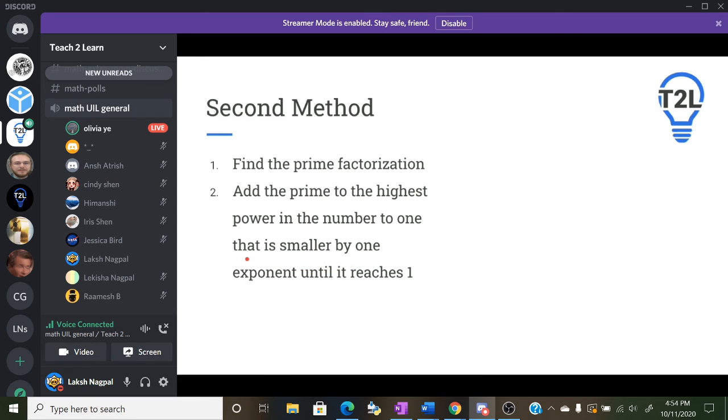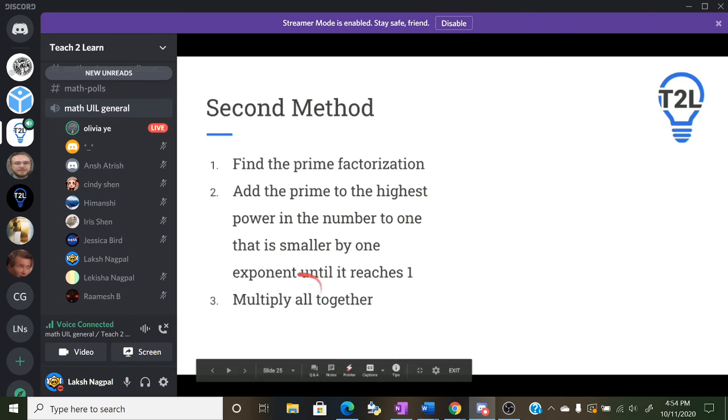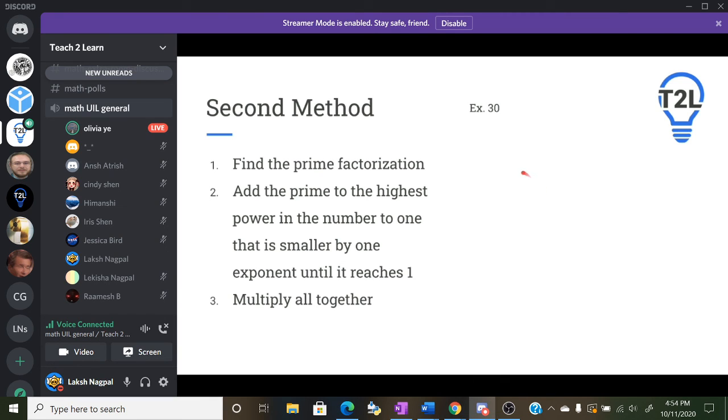For example, if you had 2 squared, you would take 2 squared plus 2 to the 1, and then plus 2 to the 0 power. Then you multiply each one for each prime factor together. This might make more sense if you look at an example first. So 30. The prime factorization of 30 is 2 times 3 times 5. Pretty simple.